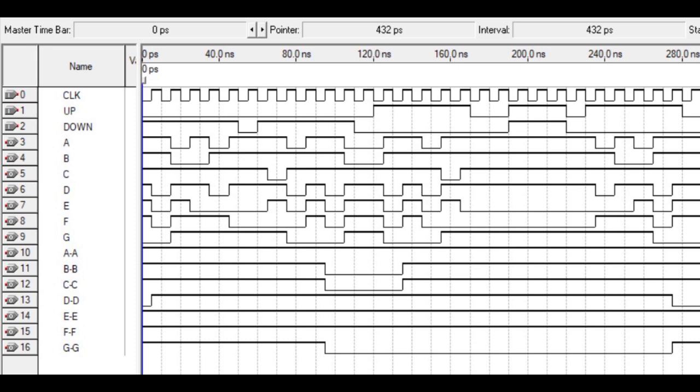And if we continue with the clocking up, at the first clock for counting up, we present A high, B high, C high, and D, E, F, G are 0, low. So that means we present the number 7.